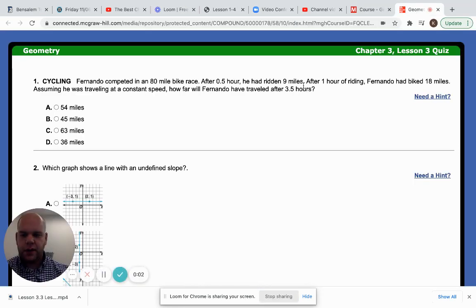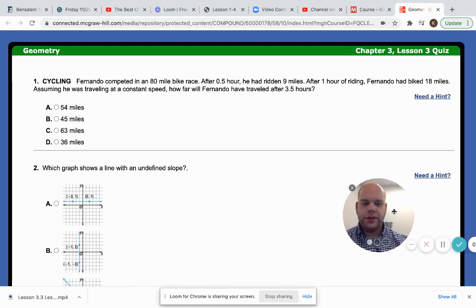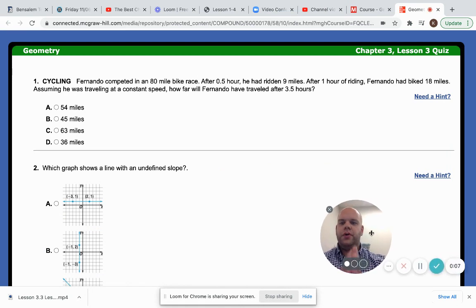Selby here, and today I'm going to go through the quiz for Chapter 3, Lesson 3. This is just a quiz put on by the textbook, but hopefully by me going through some of these problems, it can answer some questions you guys might have about some of these. So, yeah, we'll just go through these for a little bit.